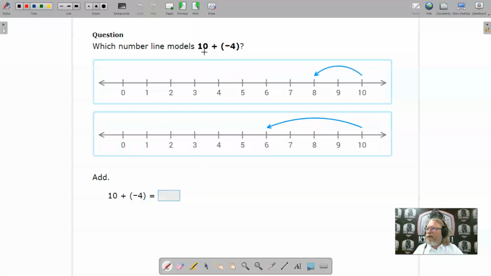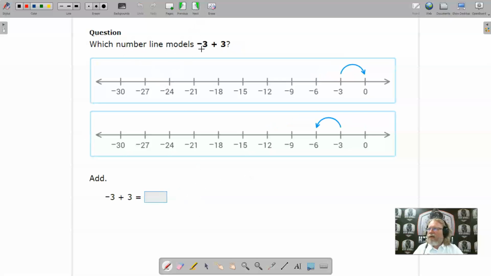Next one here gives us +10 plus -4, so we should be starting at 10. And indeed, both models start at 10. We should be subtracting 4. Well, the first one here is adding a -2, and this one here is adding a -4. So it appears that the second one is the correct answer, and it's landing us at a sum of 6. So our answer here is +6.